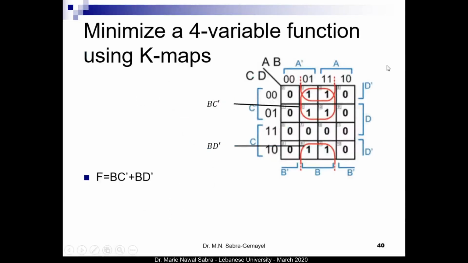If I have 4 variables, I am going to proceed in the same way. And here I have 2 squares of 4 that are covering the ones. And in here, this is b and c prime. And the other one is b and d prime, because d prime is true in here. Therefore, the function is equal to bc prime or bd prime.